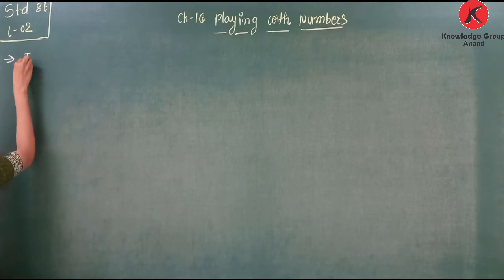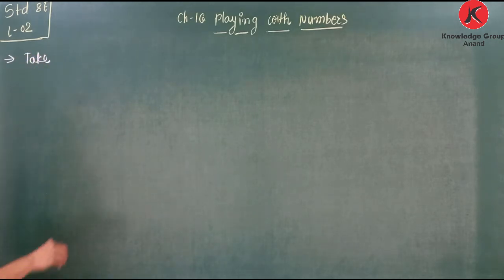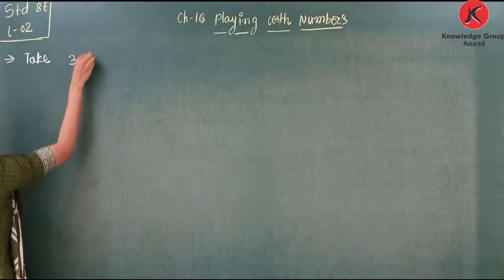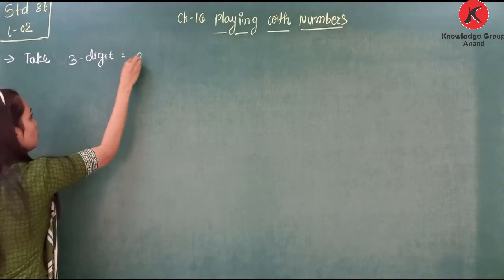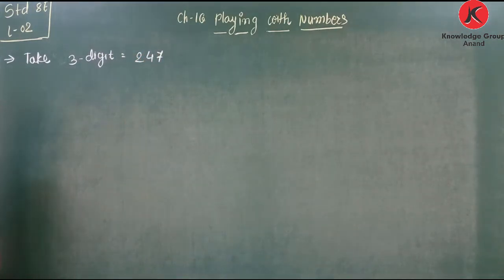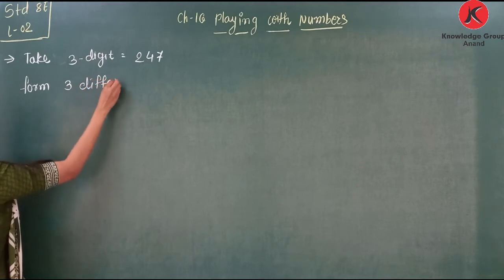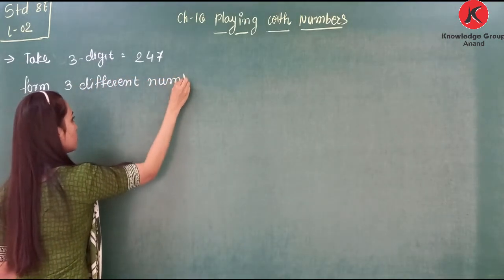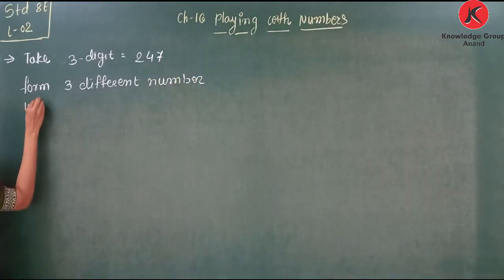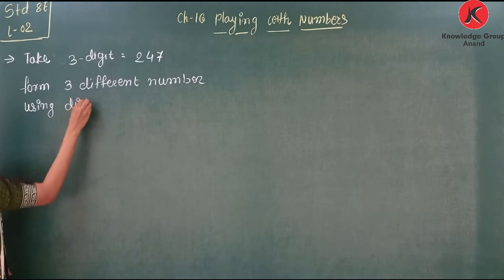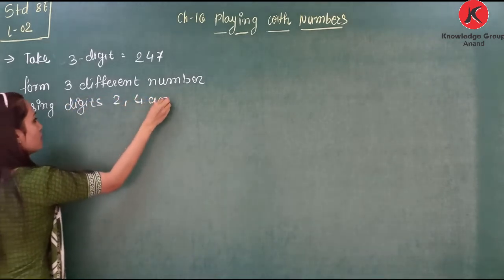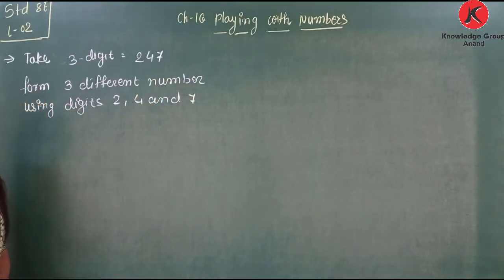Think of a number. Here we take one example first. Take a three-digit number. Let's take 247. Now form three different numbers using the digits 2, 4 and 7. In the number we have three digits 2, 4 and 7. Now using these three digits we need to form two more numbers.